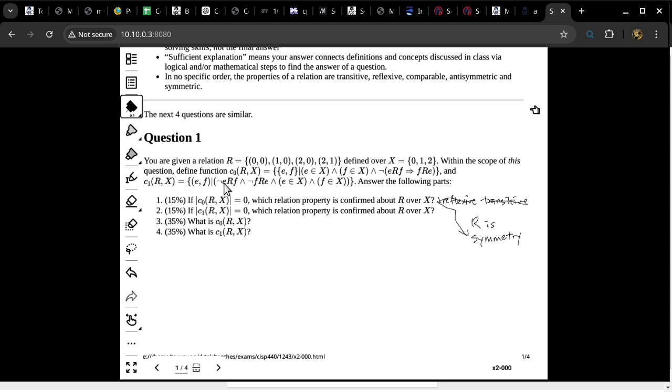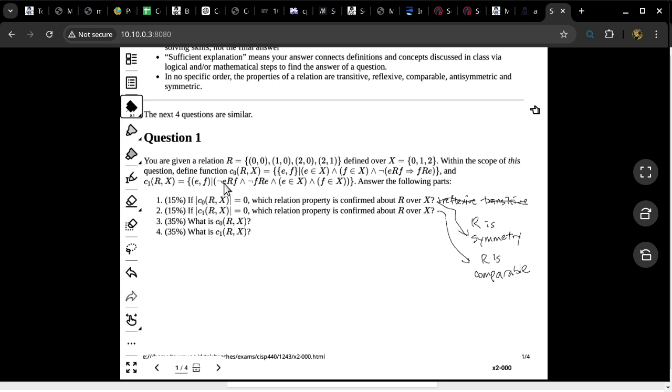So the answer to this question is R is comparable. Okay, and I need to refresh this manually. I don't know exactly why. It may have to do with the browser. I can try a different browser and see if that fixes the problem. Hmm. Or not. I'll just refresh it.